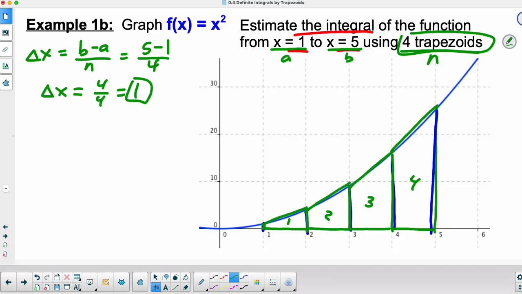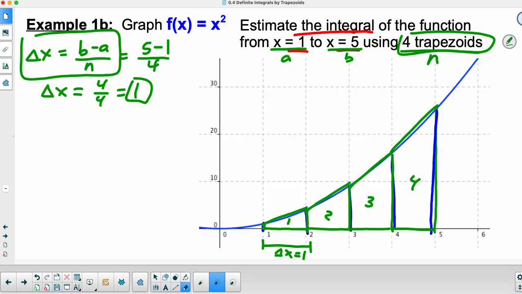I found the distance between them, this change of x, to be 1 by using this formula right here: take your upper bound b minus your lower bound a, divide by the number of things you want to subdivide it into, and that'll always tell you how far to move over. In this case, move over 1 unit, and you get 4 equally spaced trapezoids. Does that make sense? So I need to first figure that out, subdivide this into where it might be.